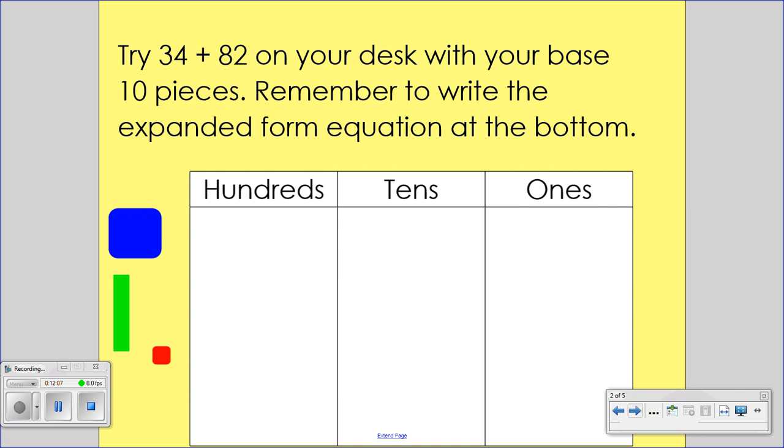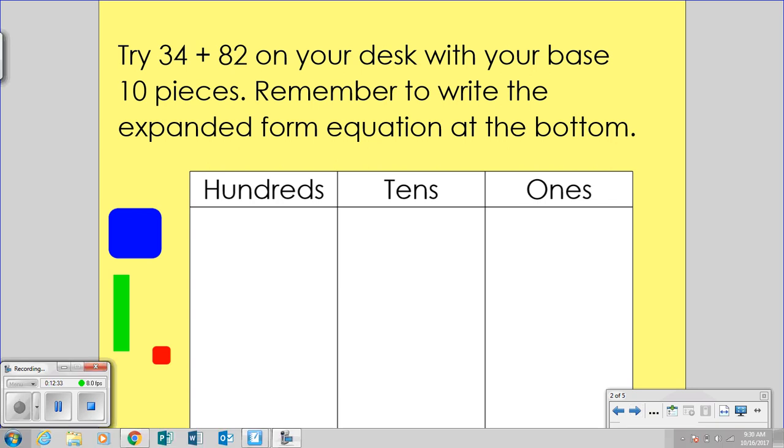Alright. Let's try this one. Because I told you there's no word problem, it's just a naked number problem. We're going to do 34 plus 82 on your desk with your base 10 pieces. I want you to make those two numbers separate with your pieces and then stop. Okay? Whether you add 3 plus 2 or 2 plus 3, your total is still going to be 5. So addition, the order does not matter.